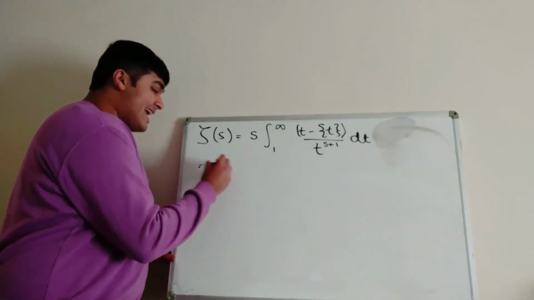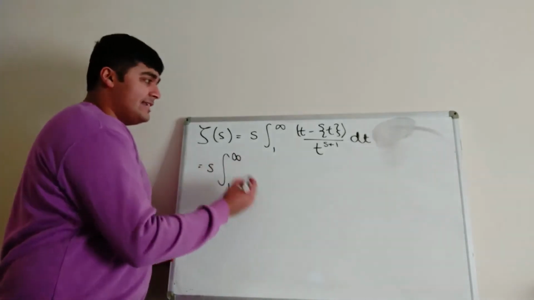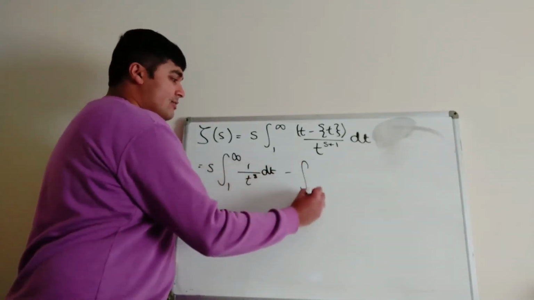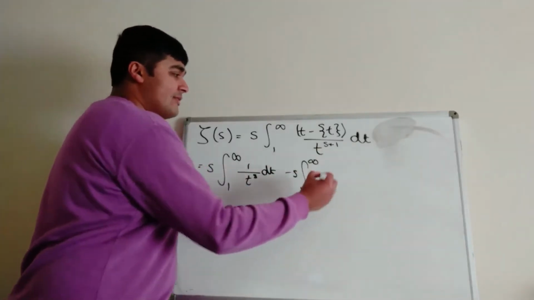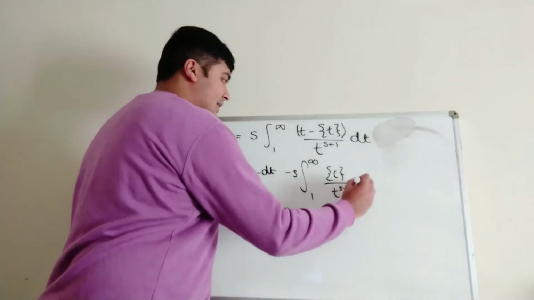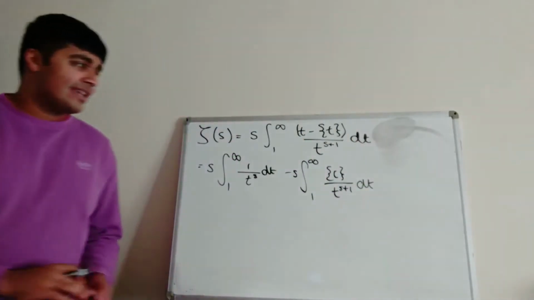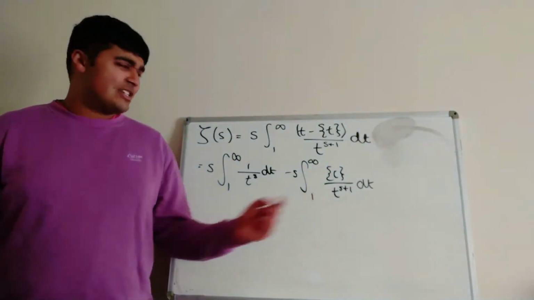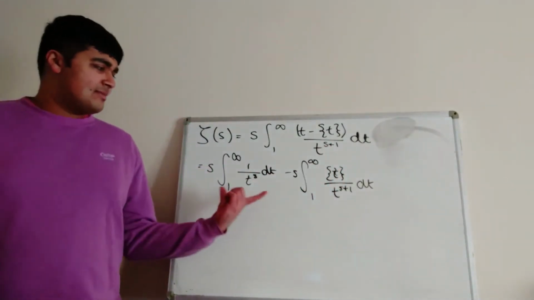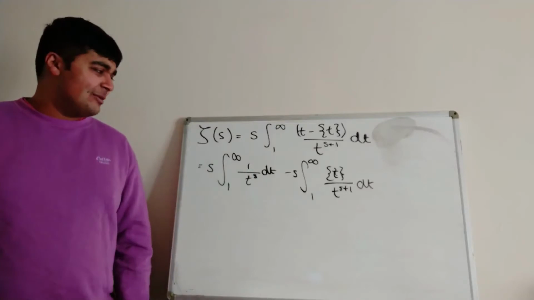So this is s times the integral from 1 to infinity of 1 over t to the s dt, minus s times the integral from 1 to infinity of the fractional part of t all over t to the s plus 1 dt. Now, one thing I should point out is this second integral actually looks very difficult to get an explicit value for. So let's see if we can work with this first one, which looks a little bit nicer.